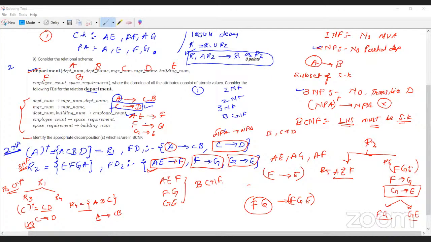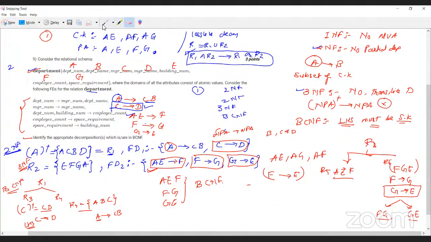No, I didn't get this part. Shouldn't we make one relation containing the attributes belonging to F closure? That would be FGE, and another relation with attributes of G closure, which is GE, because F determines E and G determines E, both don't satisfy the BCNF properties. Okay.